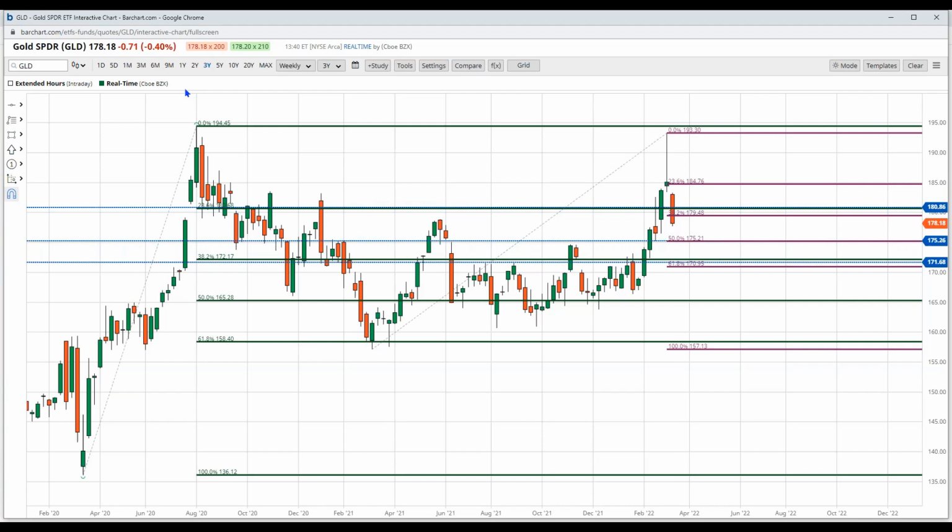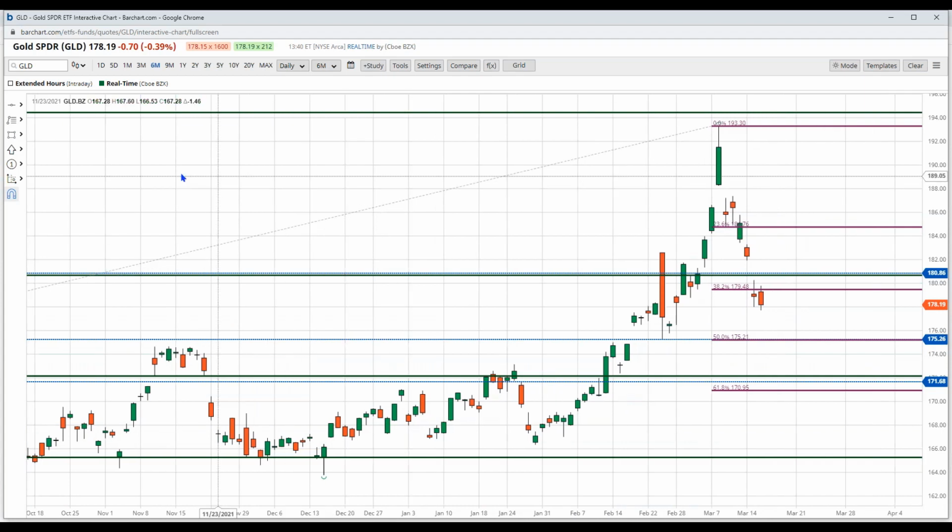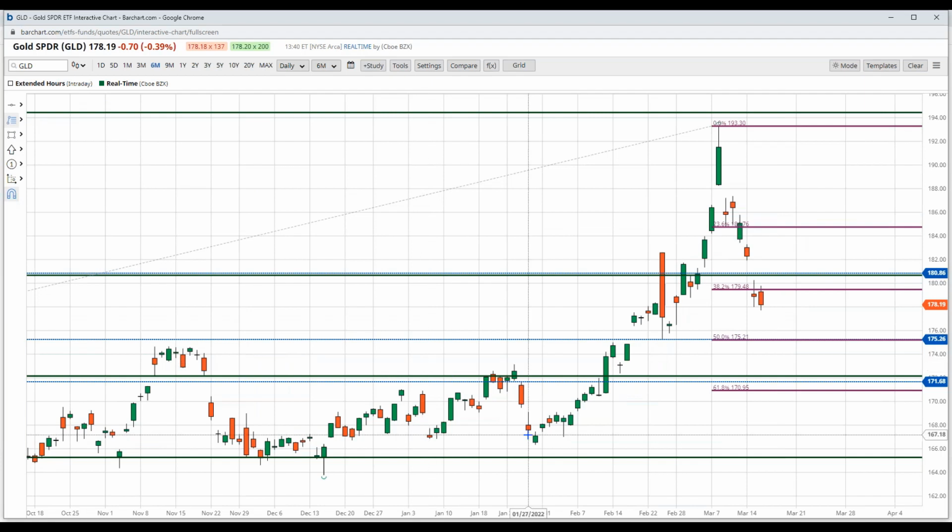So let me drop down now to, let's say, daily candles. And again, let's draw another correction or retracement. And let's just use this leg.